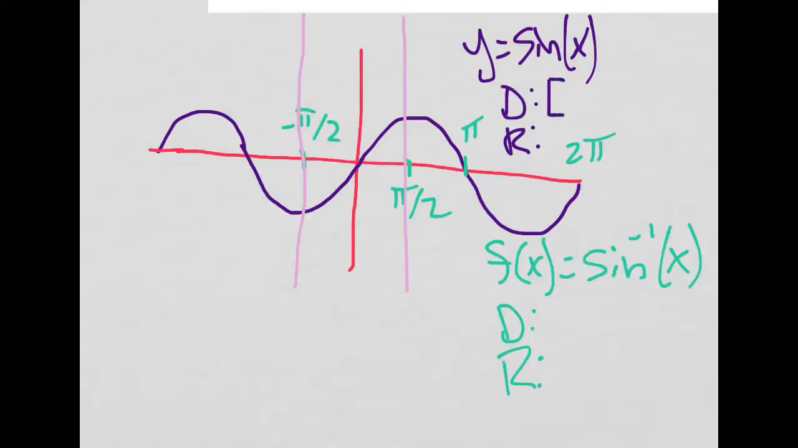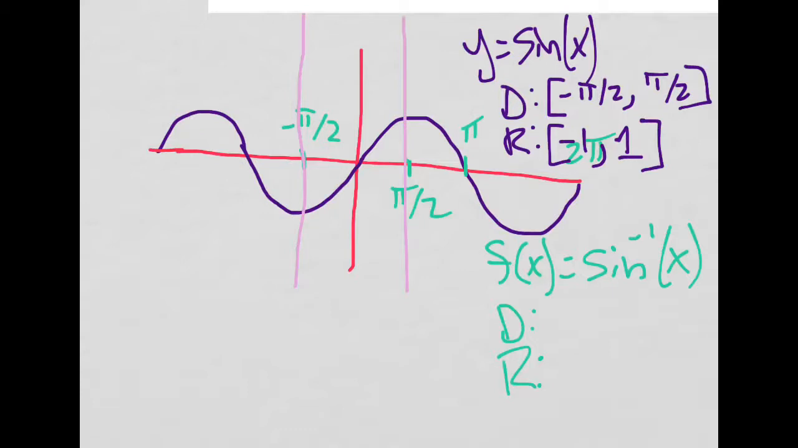So if we look at sine of x on this restricted domain, looking between the pink lines right there, we will have a domain of negative pi over 2 to positive pi over 2 for sine of x. We will have a range that goes from the minimum value of sine, which is negative 1, to the maximum value of sine, which is positive 1. Both of those are brackets.